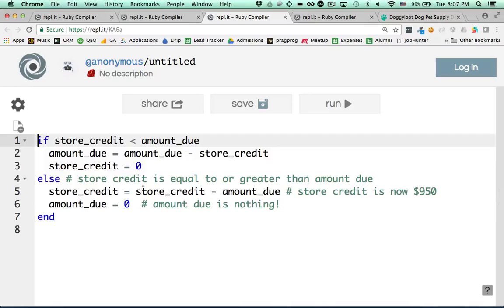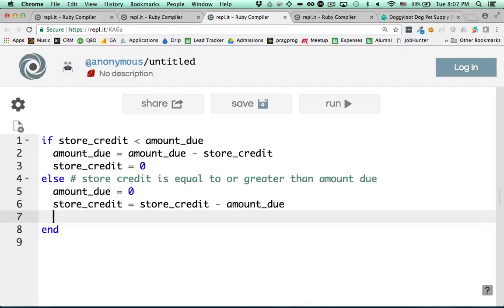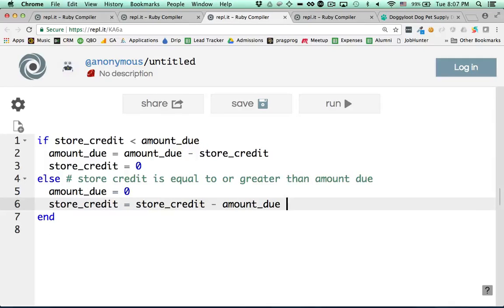this code. However, there was one modification, and that is that these two lines were in the opposite order. So let's walk through what happens in this code. Okay? Let's do this together.